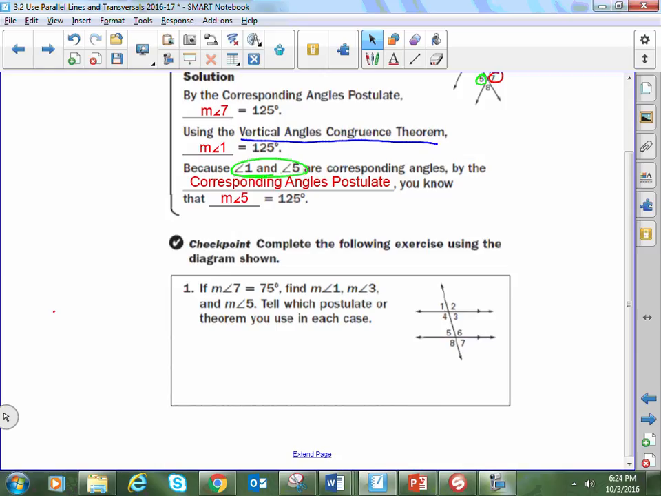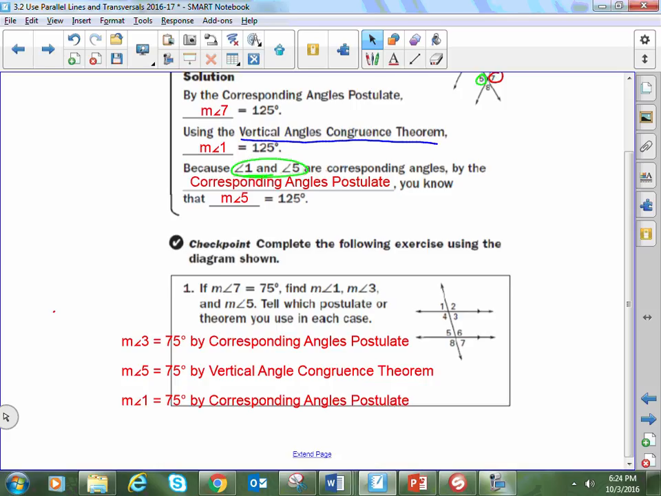Okay, so I'm assuming you've written down your answer and you're ready to see what we got. So here we go. I said that the measurement of angle 3 has to be 75 degrees by the corresponding angles postulate because it's corresponding to angle 7. Angle 5 also has to be 75 degrees because it's a vertical angle to angle 7, so they have to be the same. And if angle 5 is 75 degrees, then angle 1 must also be 75 degrees because it corresponds to angle 5.